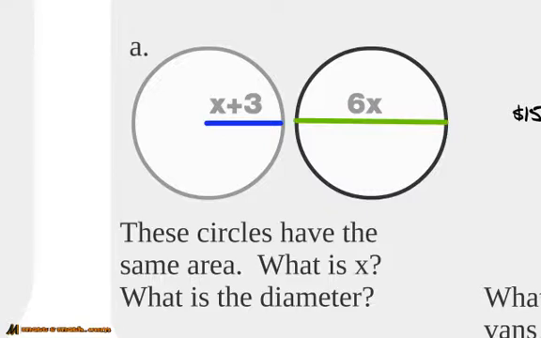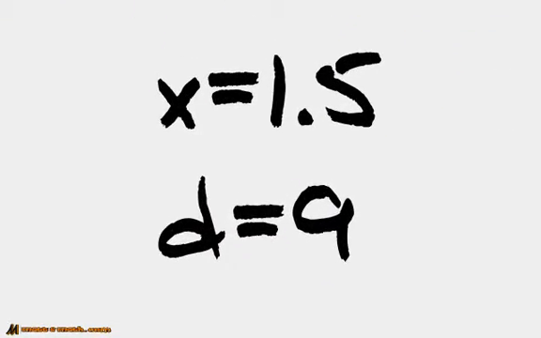If these circles have the same area, we know that x plus 3 equals 6x divided by 2, right? Because this is the radius, this is the diameter. They have the same area, so most likely their radius and diameter will be the same. So if this is the radius, you've got to double it. So 2 times the quantity of x plus 3 would give me 6x. What's the diameter then, and what's x? Here it is. X is 1.5, and the diameter is 9.